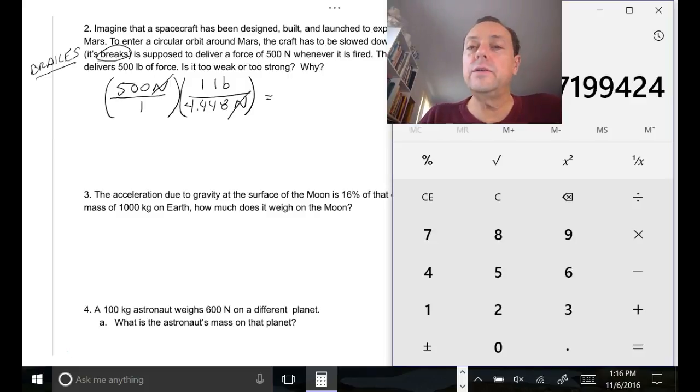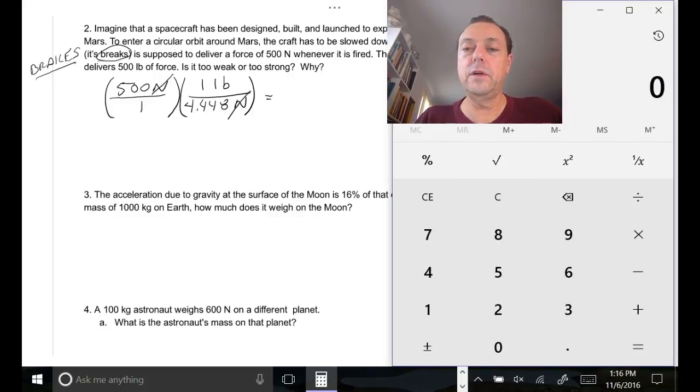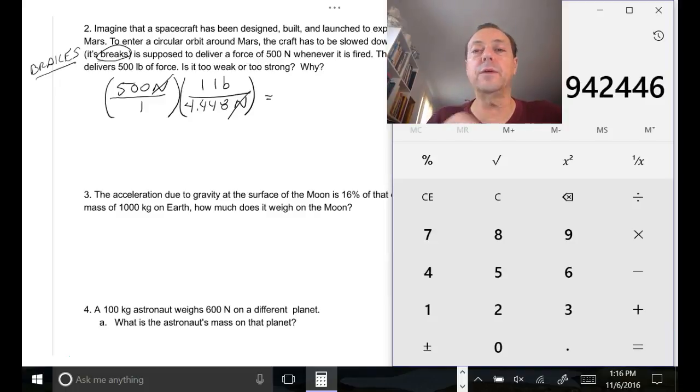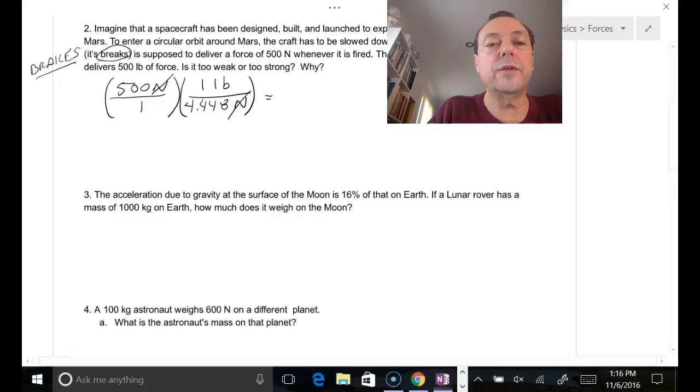So that is, no, that can't be right either. 500 divided by 4.448. That's strange. Clear. 500 divided by 4.448 equals. There we go. There's a number I can agree with.